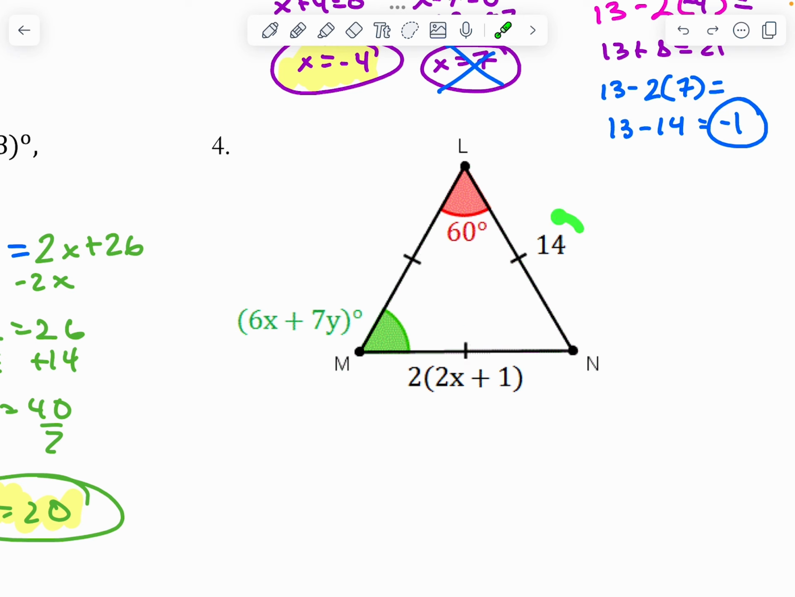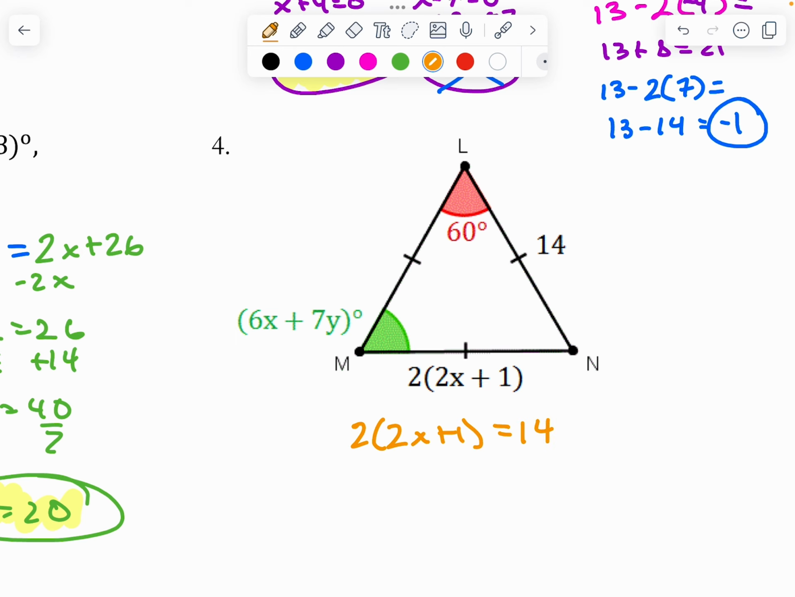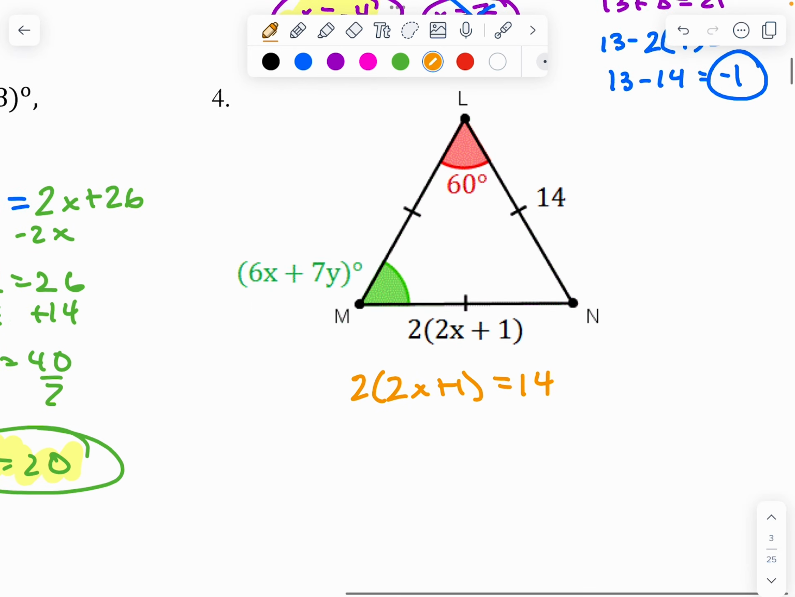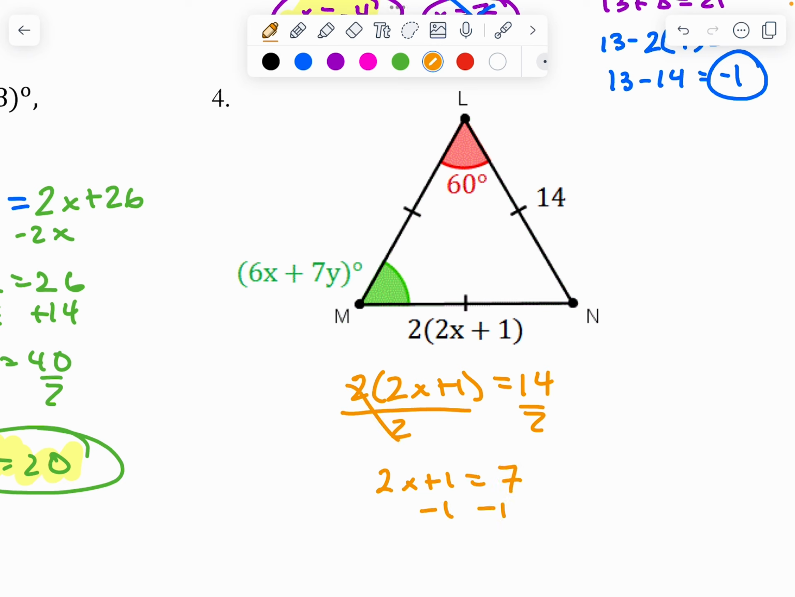So that means I can set this side equal to this side, and we can solve. So let's go ahead and use orange for that, right? So I know that 2 times 2x plus 1 is equal to 14. Now, there's many ways that you can solve this. You can distribute first. I'm not going to do that. I'm too lazy to do that. I'm going to go ahead and divide by 2 here. And we got 2x plus 1 is equal to 7. Subtract 1. Divide by 2. X is equal to 3.